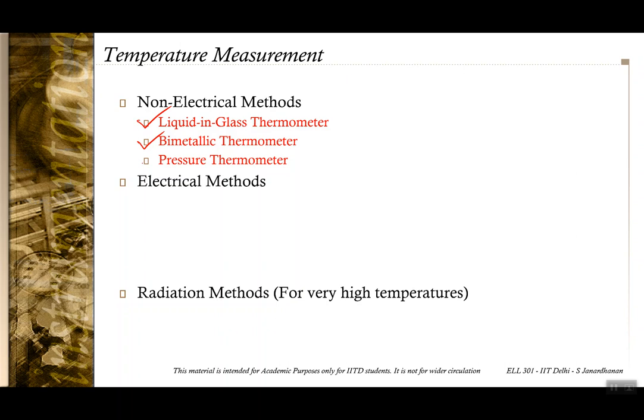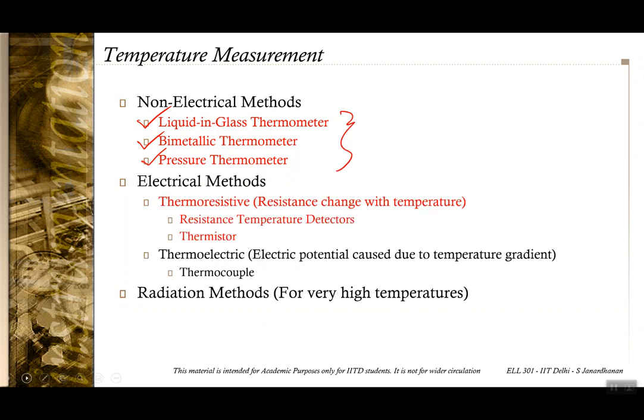And in case of a pressure thermometer, we know that as temperature increases, the volume occupied by a gas will increase, and thus if the gas is confined in an enclosed space, the pressure that is exerted by that gas is going to be dependent on the temperature, and that concept is used in a pressure thermometer. So these are the non-electrical methods for temperature measurements.